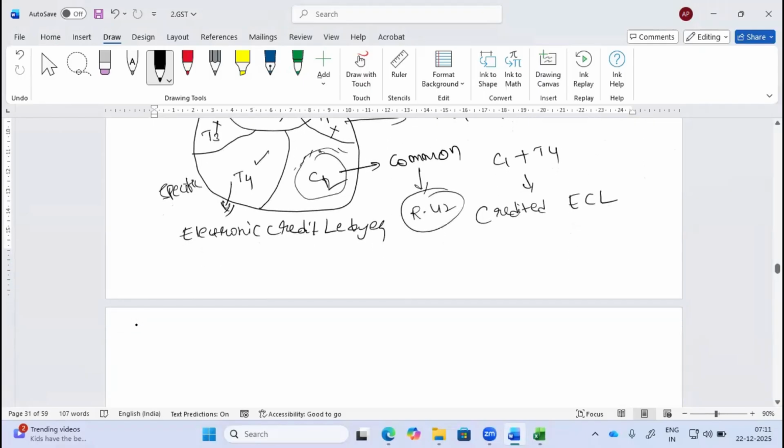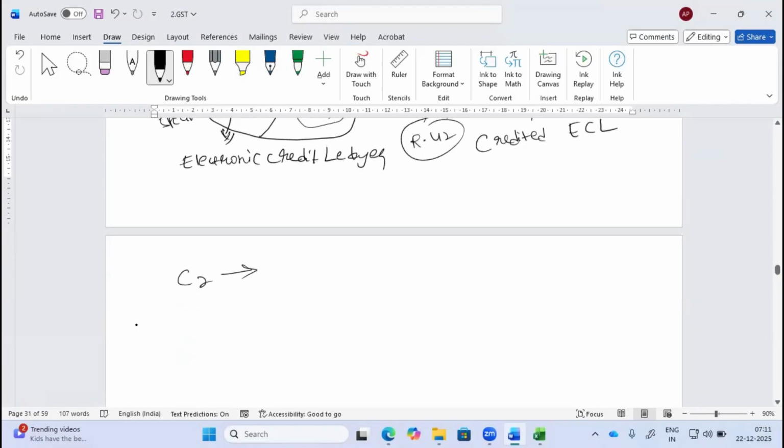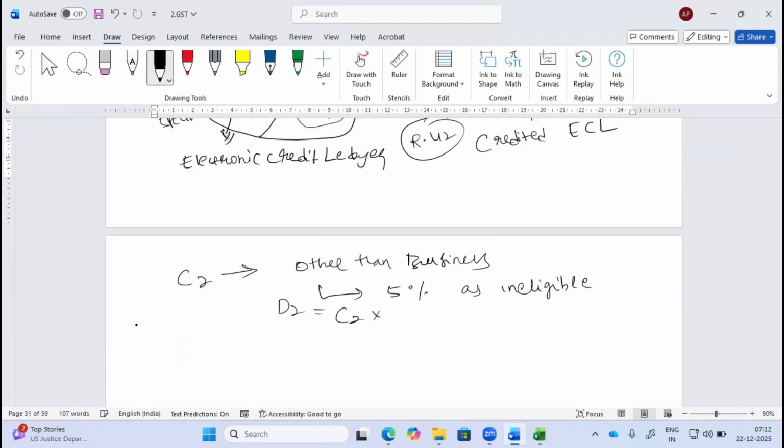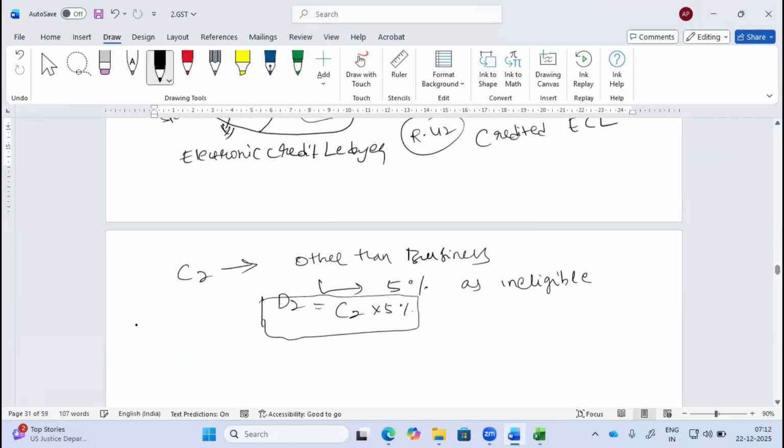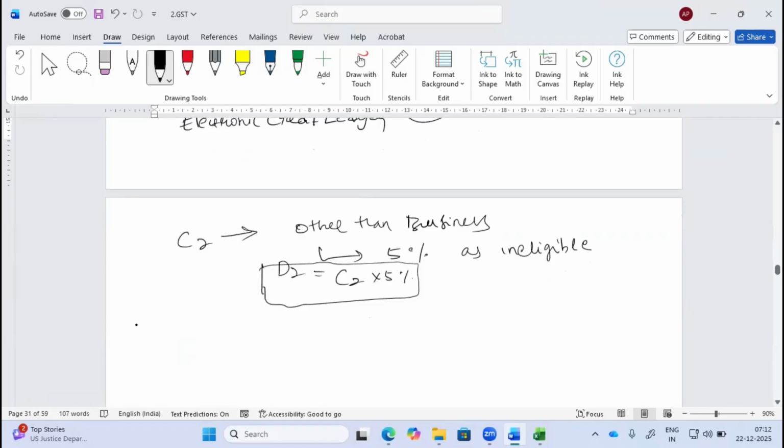They say that when you identify this common credit C2, they are saying that, look, this consists of any other than business. Other than business, if you have used this common credit, declare 5% as ineligible. They have called D2 is equal to C2 into 5%. Now, this is the formula. So, why 5%? Why not 10%? Why not 15%? Law has said 5%. I don't have any question on this. Blindly, I have to say this is 5%.